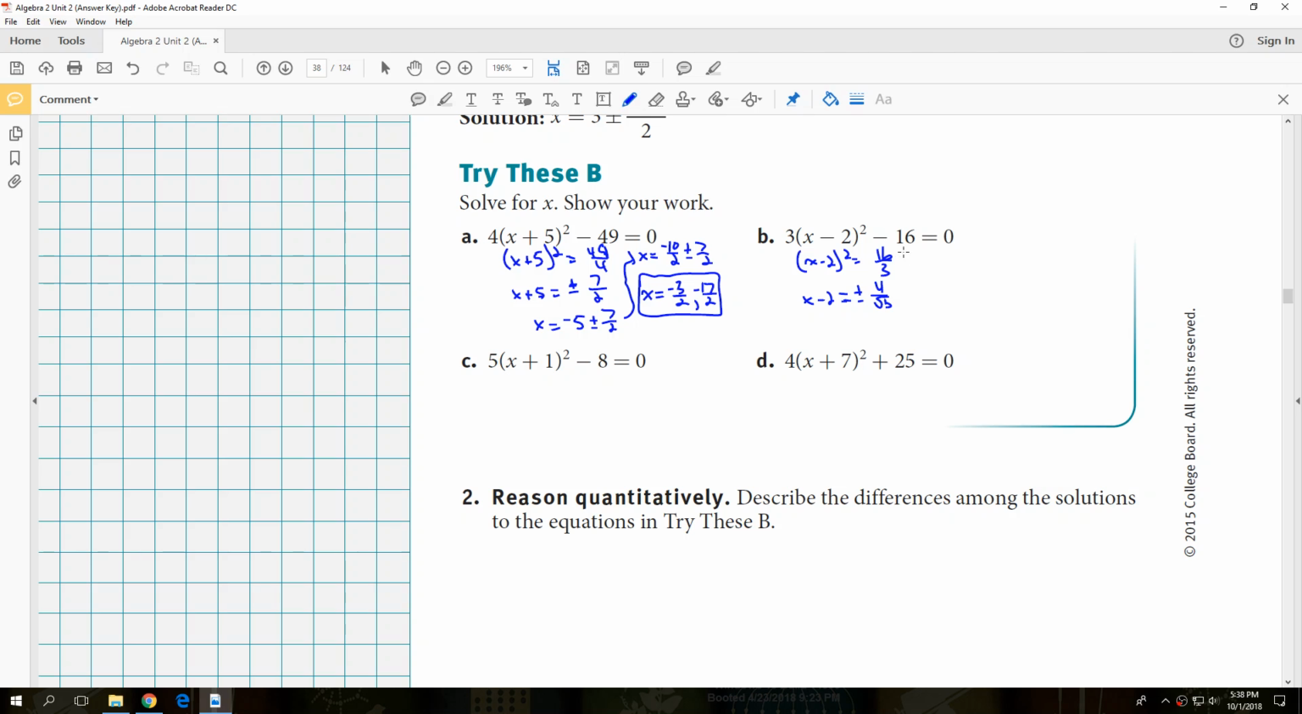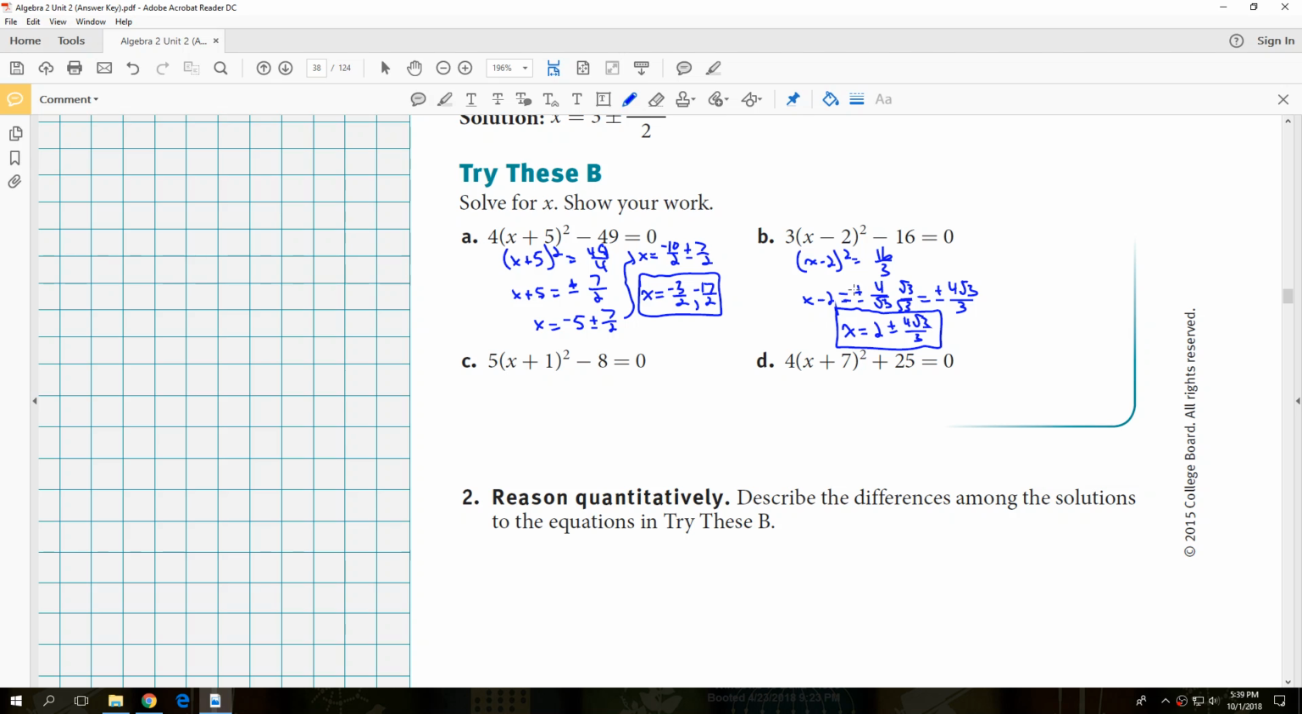All right, now I need to rationalize this thing. So I'm going to multiply top and bottom by the square root of 3 right away just to get rid of this thing. So square root of 3, square root of 3. All right, so that is equal to plus or minus 4 root 3 over 3. And then I'm going to move my 2 over. So x is equal to 2 plus or minus 4 times the square root of 3 over 3. And there you go. That cannot be simplified any further.